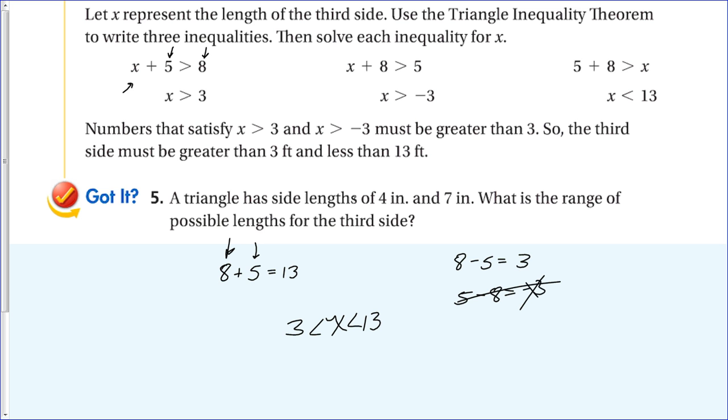Try it out. Do number 5. Try it out. Triangle has side lengths 4 and 7. What is the range of the possible lengths for the third side? Knock that out real quick.